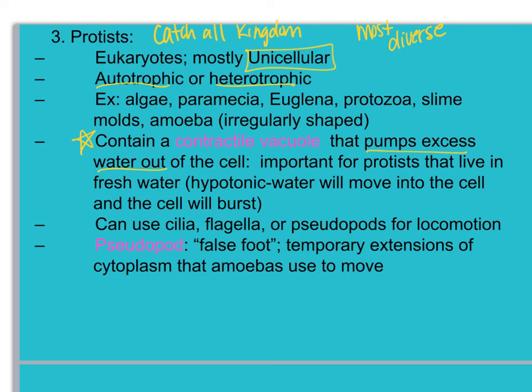Now, protists, because they're unicellular, usually have some form of locomotion. They might have cilia, they might have flagella, they might even have a pseudopod like an amoeba. And we've mentioned pseudopods earlier as well.